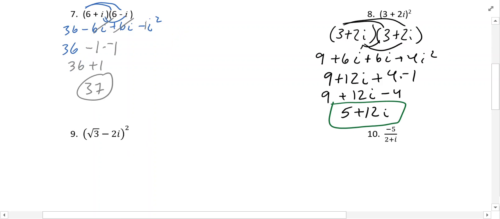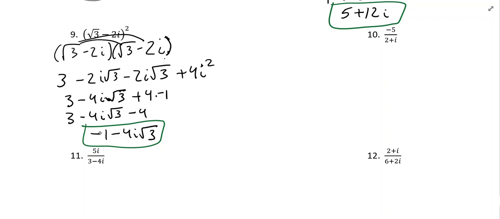Again, remember you want to write it out twice. So we have rad 3 minus 2i times rad 3 minus 2i. So again, go ahead and pause the video and try this problem. Okay, so hopefully we got -1 minus 4i rad 3. Okay, so let's take a look at number 10.